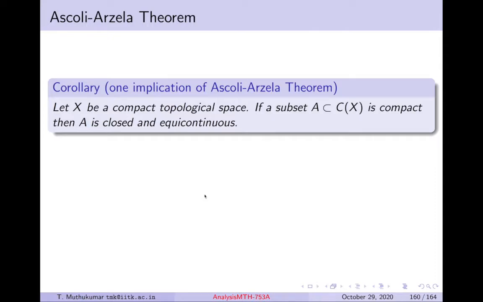Now we will give the necessary condition for compactness in the space of continuous functions. So if X is a compact topological space, and if you look at the space of all continuous functions on X, then if a subset of C(X) is compact, then that set has to be closed and equicontinuous.